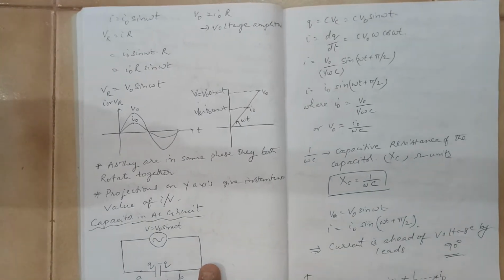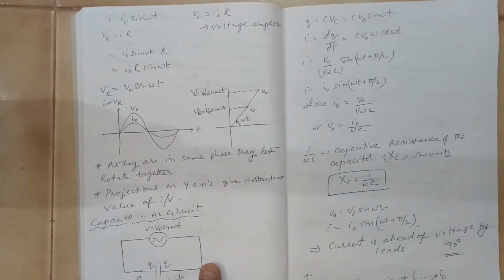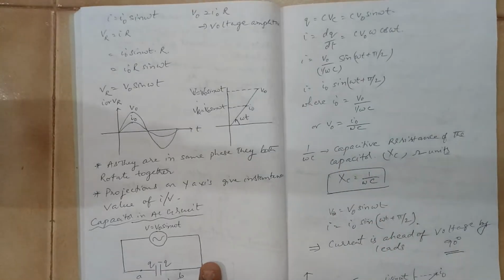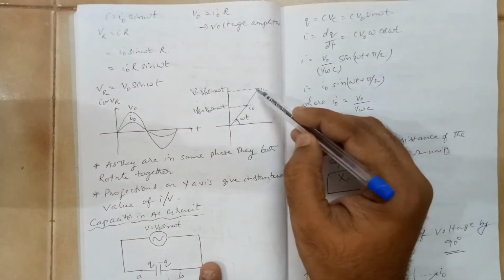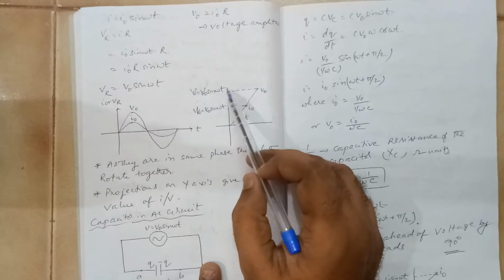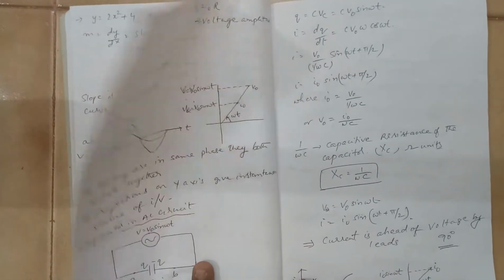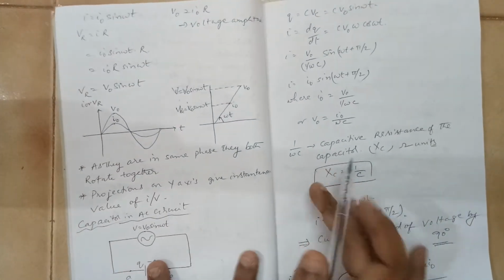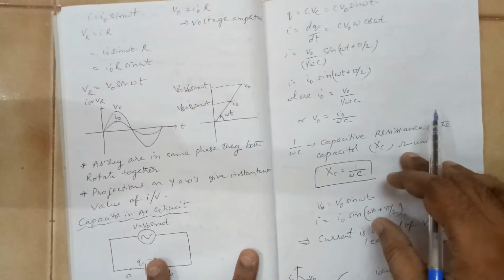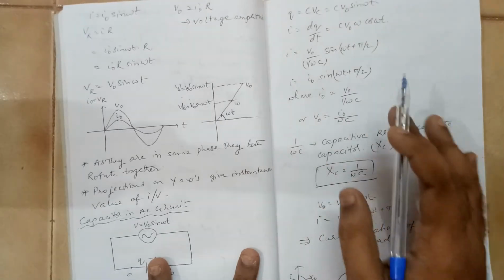So how do you get instantaneous values in a phasor diagram? You have to take the components. Here it will have a horizontal component and a vertical component. This vertical component is giving me the instantaneous value of the voltage at that particular instant of time. Similarly with the current value. But the important thing is they are both in phase.